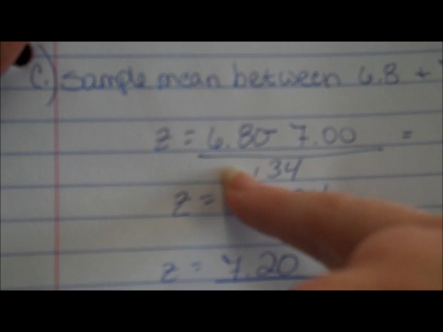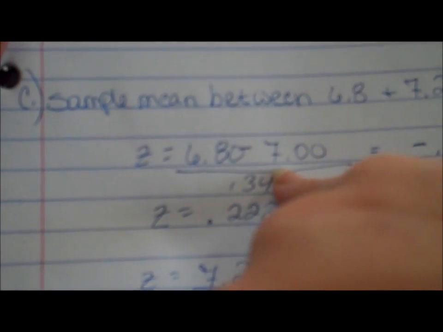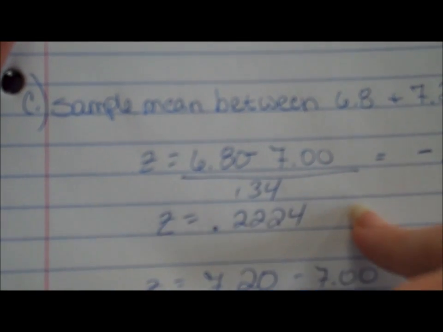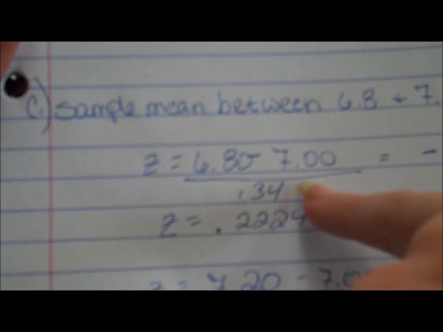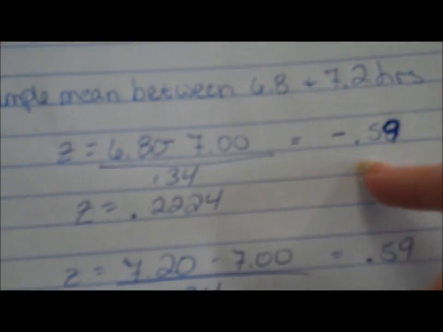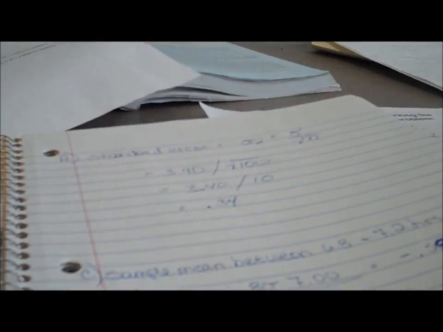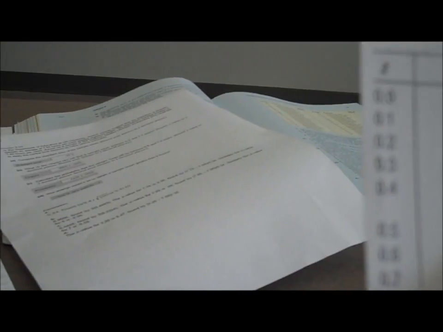I had part C where it says calculate the probability that the sample mean will be between 6.8 and 7.2 hours. To find the z-score, I did 6.8 minus 7.00, divided that by 0.34, which was our standard error, and got negative 0.59. I went to the z-score chart, and I did 0.5 to 0.9, and got 0.2224.